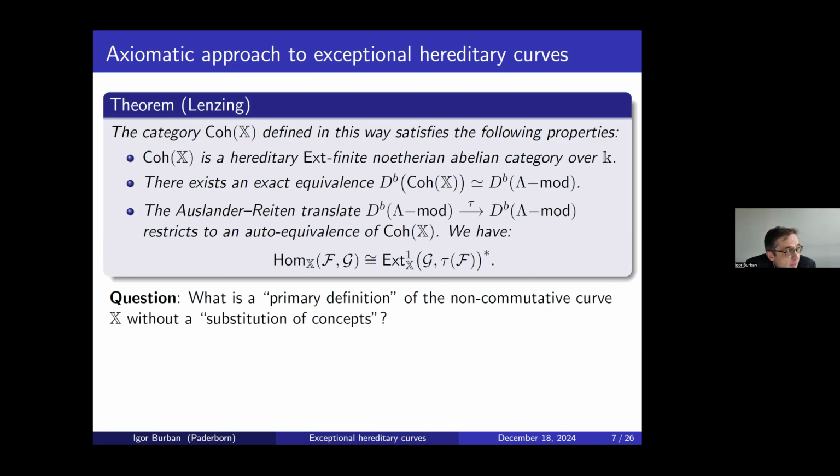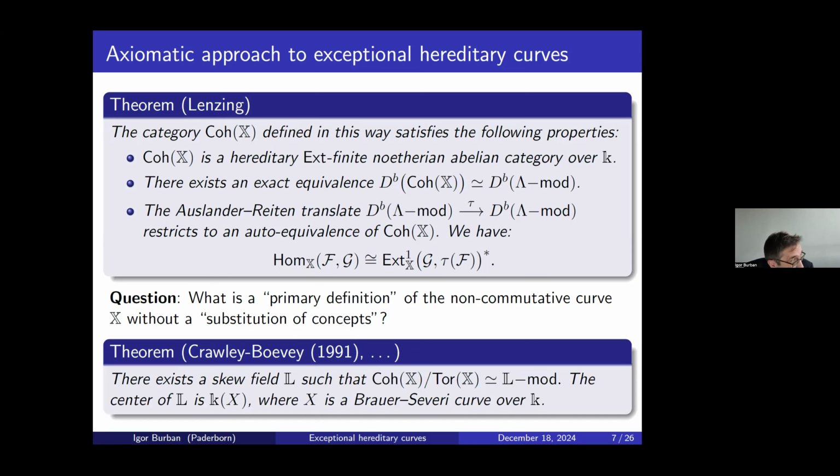Non-commutative algebraic geometry became popular at the end of the 90s, and at that time it also became a tradition to call everything that does not fit in the usual paradigm of algebraic geometry a non-commutative space or non-commutative curve, which is, in my mind, not really a good thing. So we should not use substitution of concepts. So I still wish to have some geometry in this story, and it's actually what this talk is about. So let's make geometry a primary thing, because I think it simplifies the understanding of the whole picture. Because we not only want to study these categories, we also want to do something.